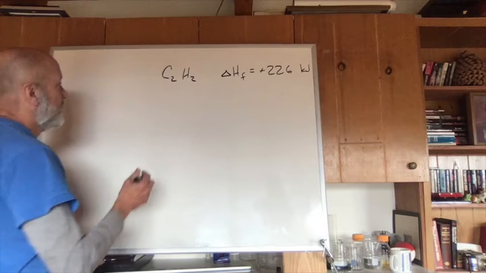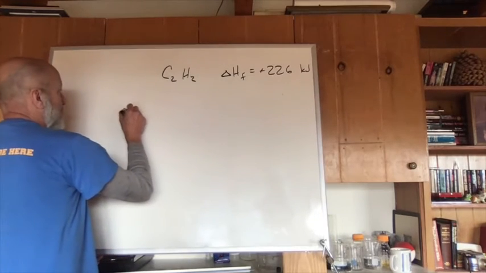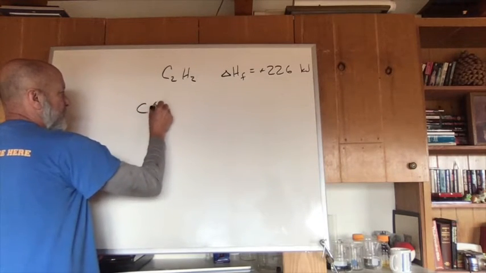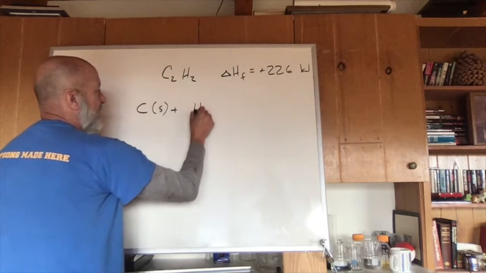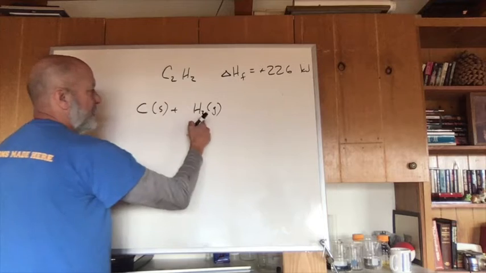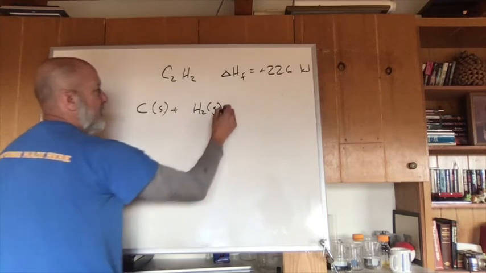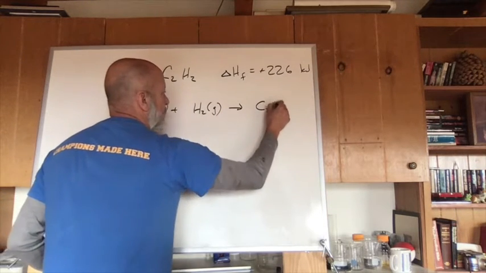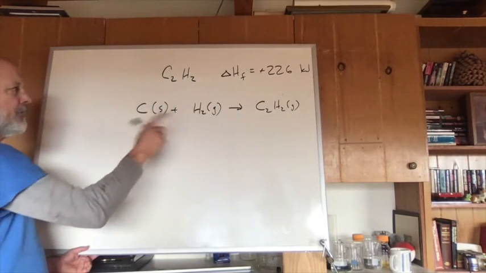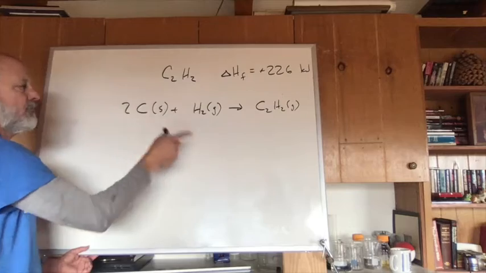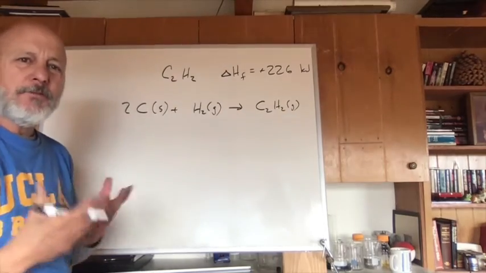So let's form it. I'm going to form it from carbon in its standard state, and hydrogen gas. That's the standard. So there are the 2 elements that make acetylene, C2H2 gas. Acetylene is a gas. Let's balance it: 2, 1, 1. And so enthalpy of formation is that.